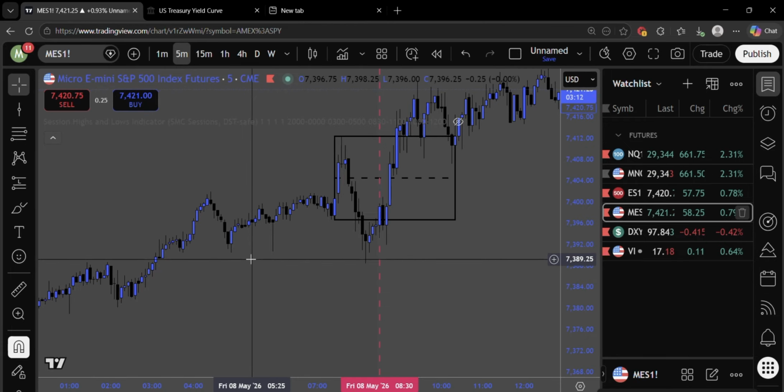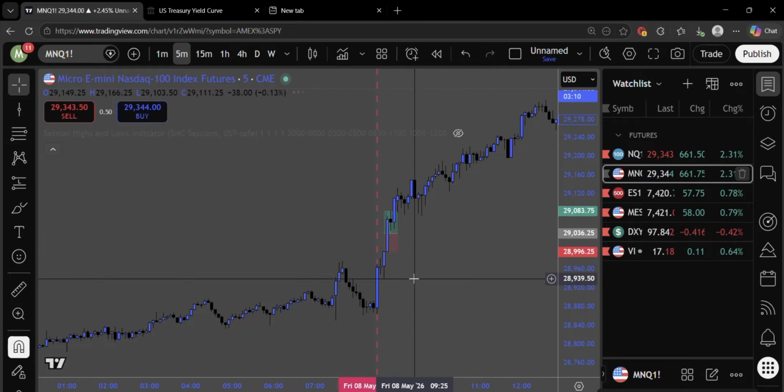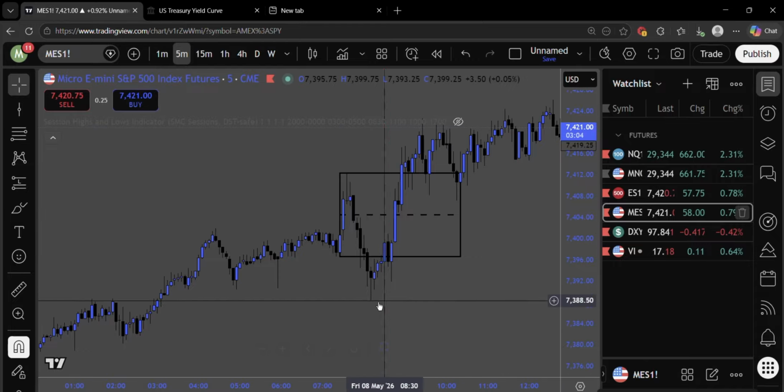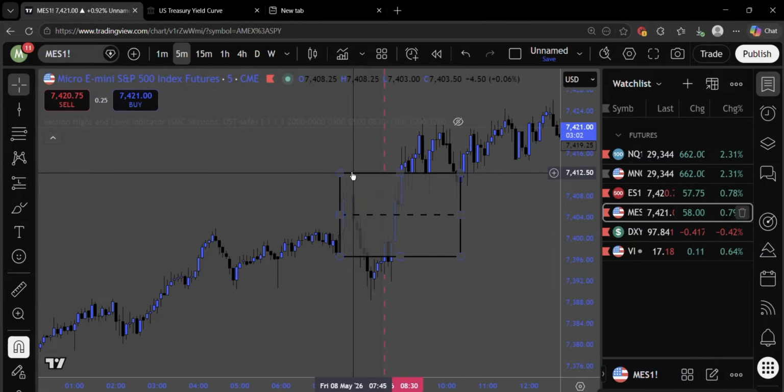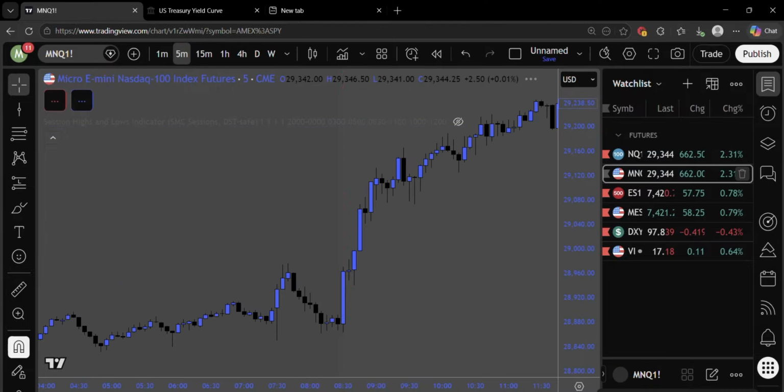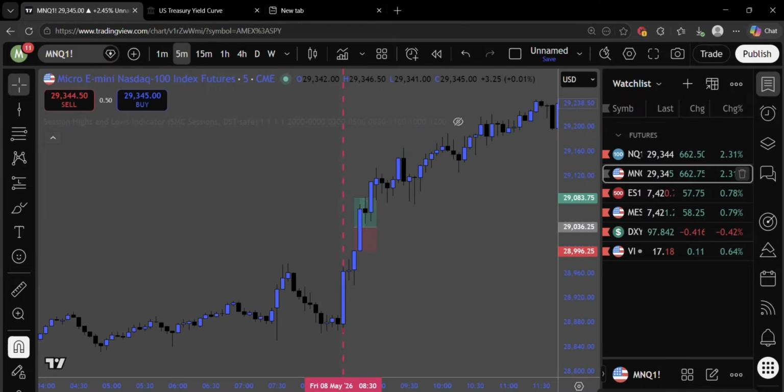MES swept out these lows. MNQ did not sweep out all these previous lows down here, and that's where the SMT is going to lie. Boom, SMT at the lows, long up here during market. The reason why I came in on MNQ is that it was the leading index coming out of that SMT. So MNQ was going to be a little bit more bullish today.